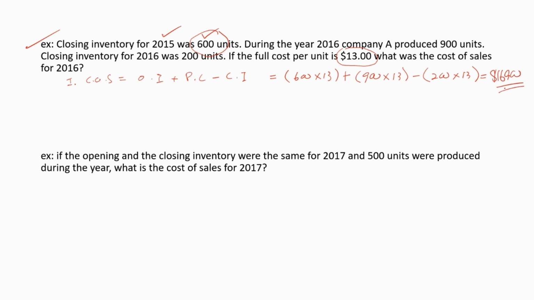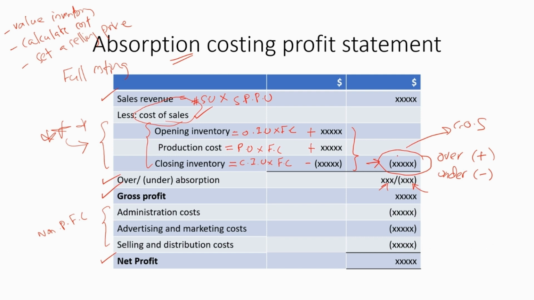This is equal to $16,900. This is the cost of sales, which means this figure is $16,900.